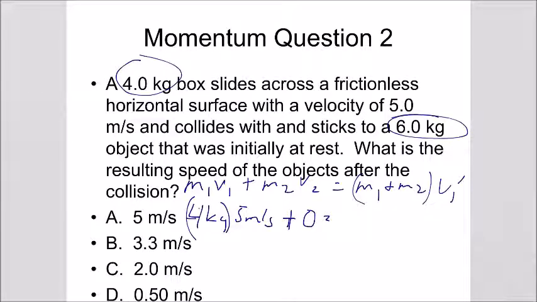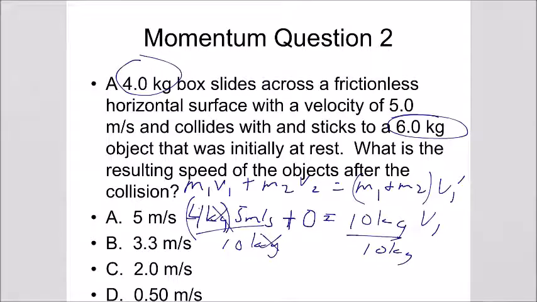So here we're going to say that's equal to 10 kilograms times v1 prime. We're going to multiply 4 kilograms times 5 meters per second, get 20 kilogram meters per second. We're going to divide both sides by 10 kilograms, and we're going to end up with a final velocity, v1 prime, of 2 meters per second. So the combined objects are going to continue to move toward the right at 2 meters per second.